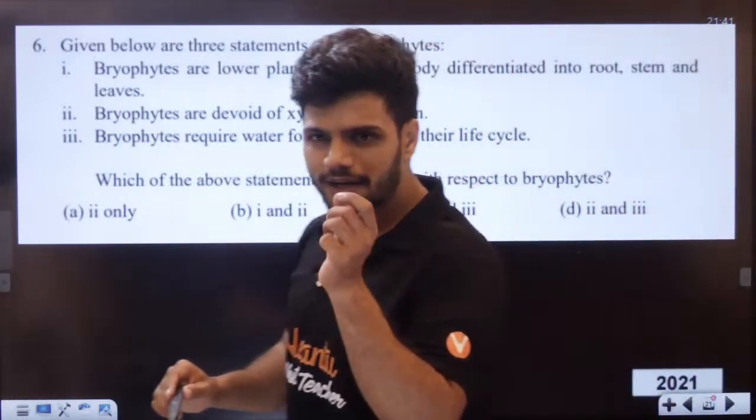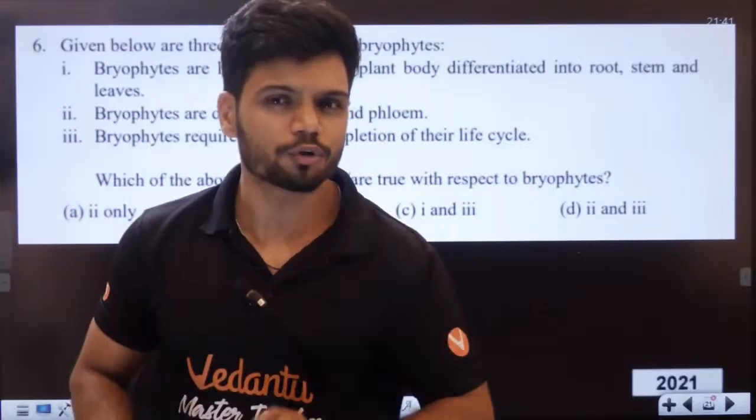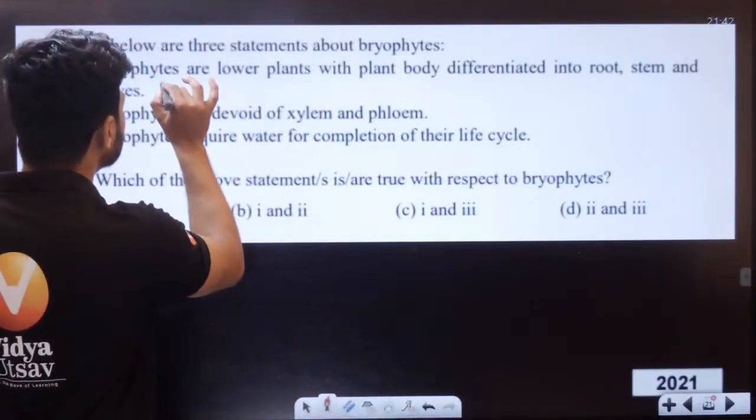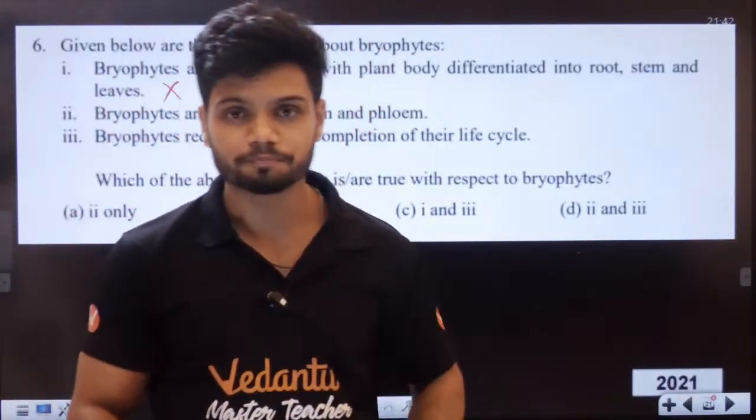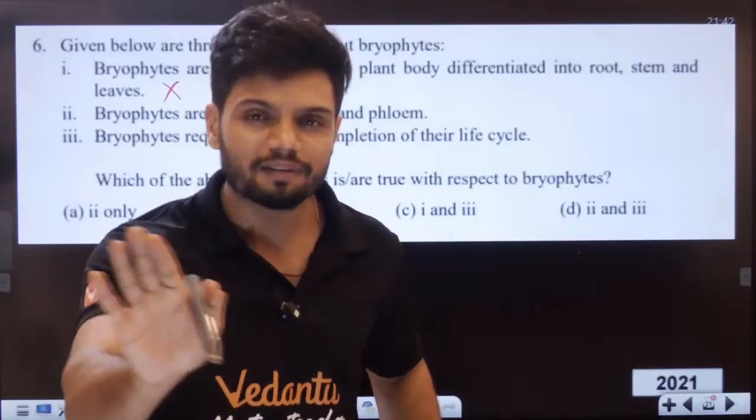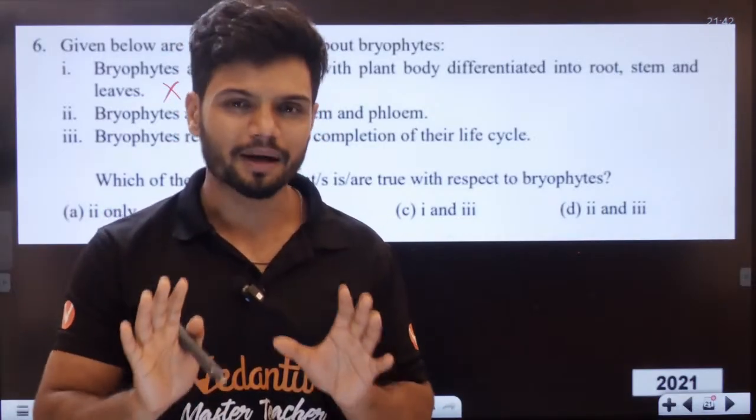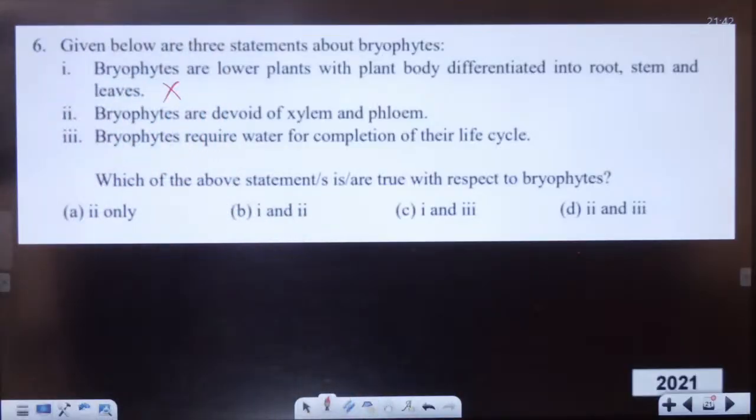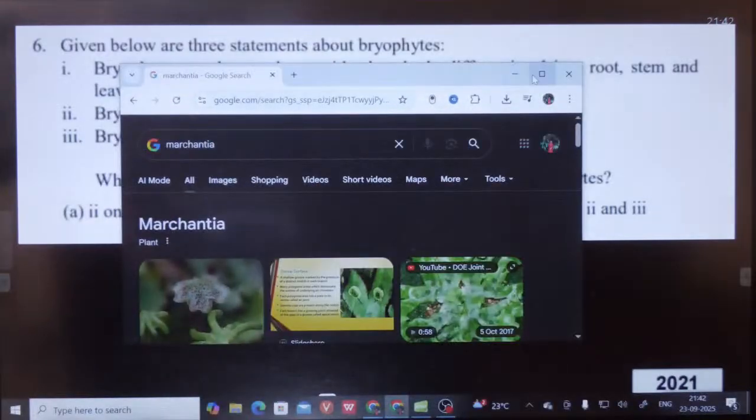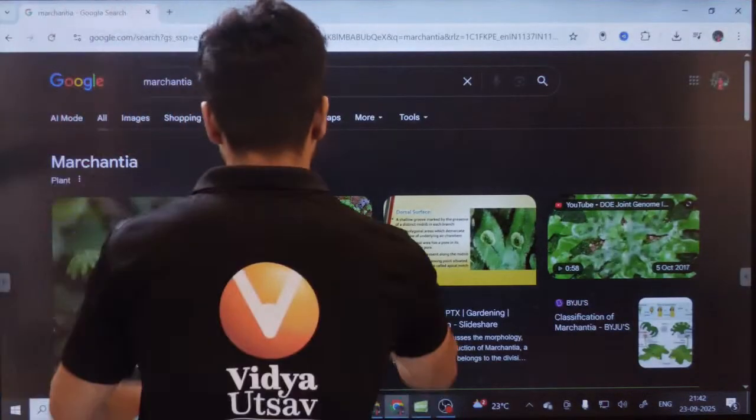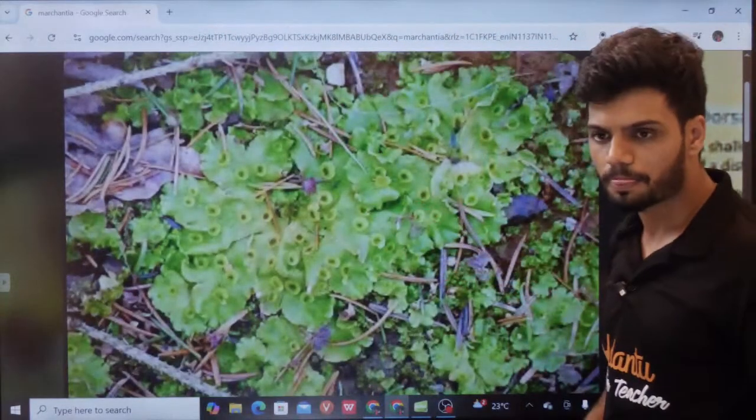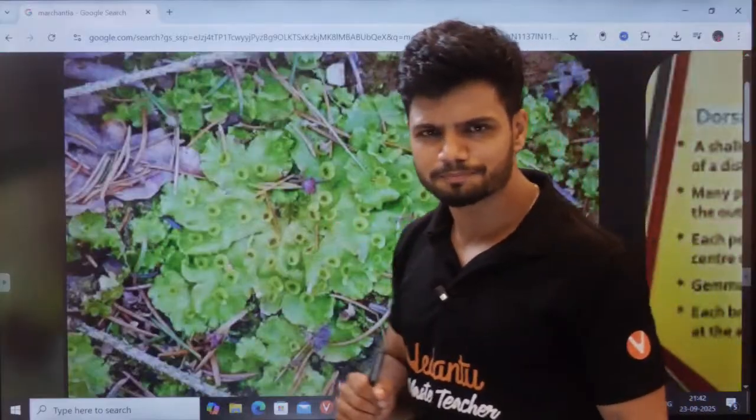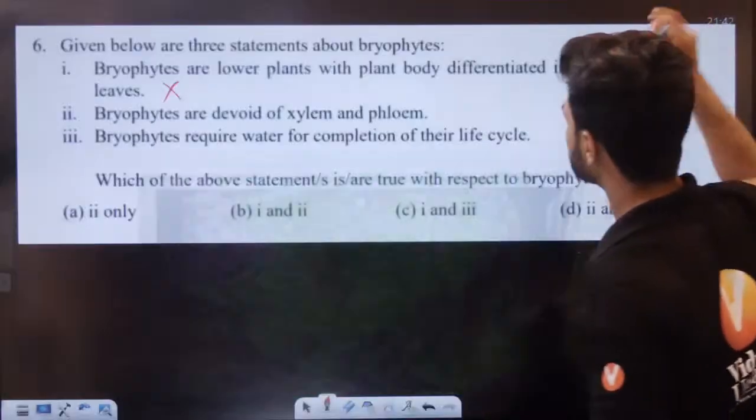Students, in bryophytes, do we actually find true root, true stem, true leaf? Never. Until pteridophytes, listen to me very carefully, you never find differentiation. Have you seen Marchantia, students? Marchantia is a bryophyte. Now, in this Marchantia, do you see root, stem and leaf? We do not. This statement is wrong.